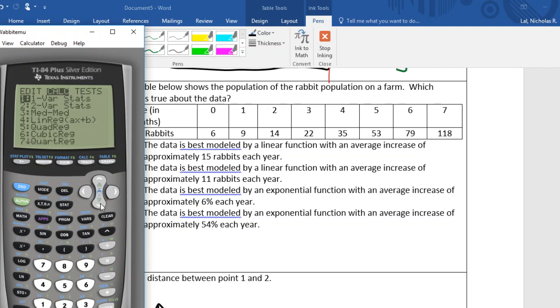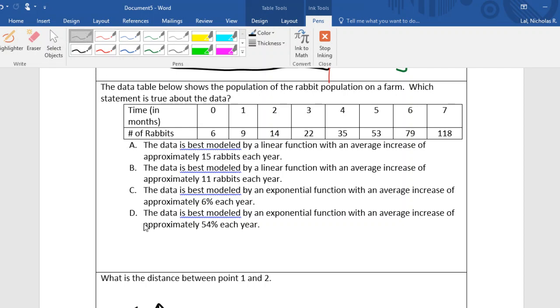Stat, calc. You need to do an exponential regression. All right. So for our exponential regression with a times b to the x, our formula is approximately 5.99 times 1.53 to the x.